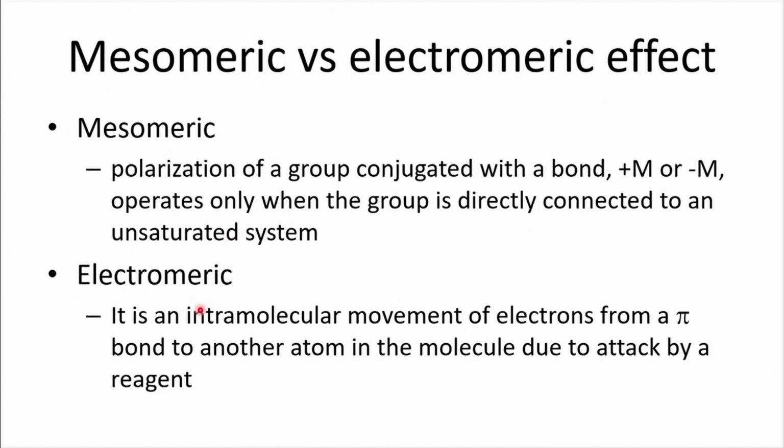And the electromeric effect is actually an intramolecular movement of electrons from a pi bond to another atom in the molecule due to the attack by a reagent. So, this does not happen normally unless an external group comes and attacks the molecule. After another species, either a nucleophile or an electrophile, attacks a pi system, how the electrons are moving is what is explained by the electromeric effect.